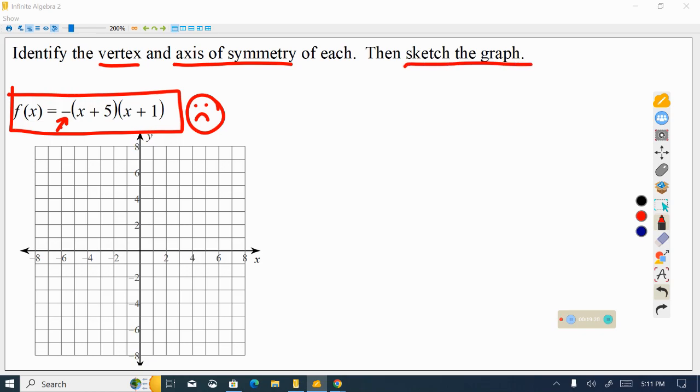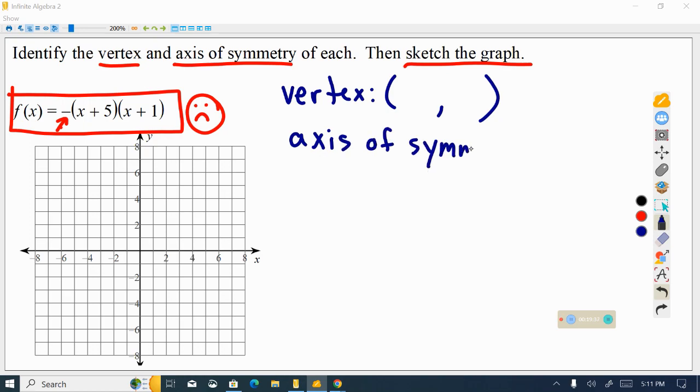So 3 things we have to do, 3 points we want to consider. The vertex, I want to find that, but we don't know where it is yet. We also want to find the axis of symmetry, but we don't know where that is yet either. And the reason why we don't know that is because we do not have our vertex form. We have a different form, and so by looking at this, we should be able to see the x-intercepts, not the vertex or axis of symmetry, not until we do some further analysis.